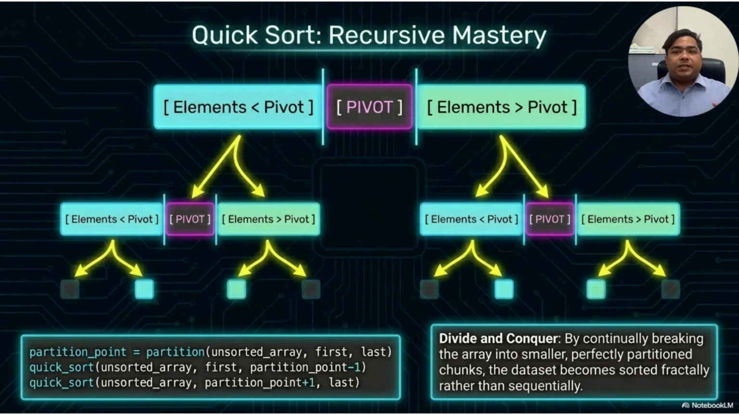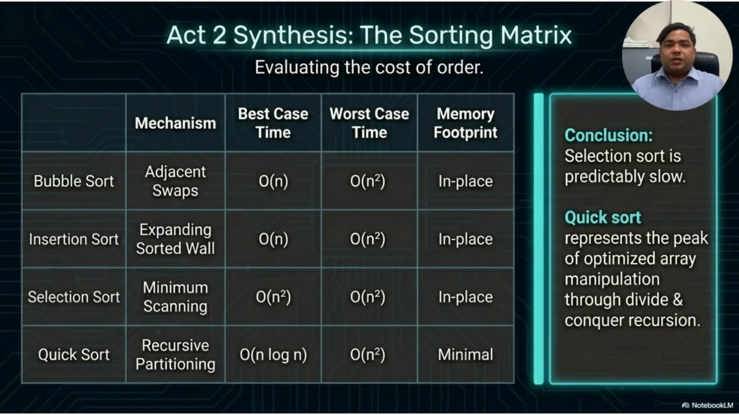Its average time complexity is O(n log n), although the worst case can be O(n²) if the pivot selection is poor. This slide summarizes the sorting algorithms.